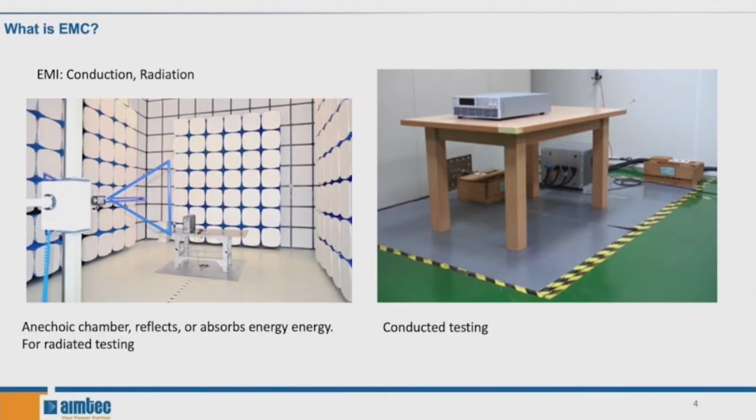So now EMI is actually composed of two different types of interference. You have the interference that comes from conduction and the interference that comes from radiation. On the left we have an anechoic chamber, which can either reflect or absorb energy, and this is used for radiated testing. There's an antenna that is used to receive the radiated EMI generated by the DUT, and this is how they measure how much EMI is generated. On the right side, we have the conduction test, and this is used to measure the conducted EMI generated by the DUT and transmitted through the conduction line.